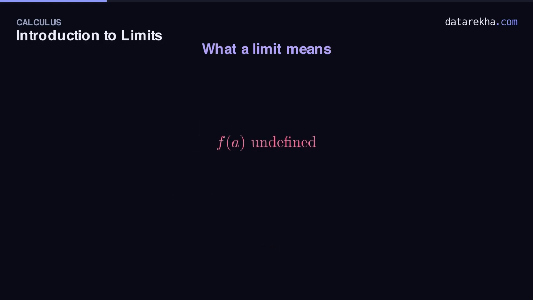So at the single point A, the function is free to do three different things. It might be undefined there, it might be defined and equal to L, or it might be defined but sit at a completely different height. The limit does not care. It only reads the neighborhood.